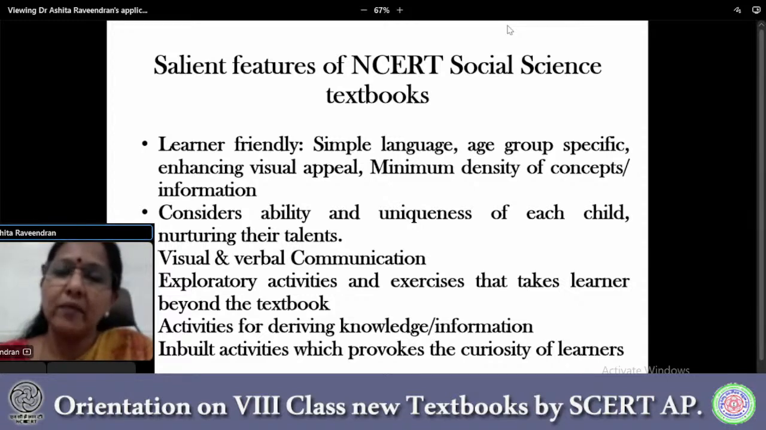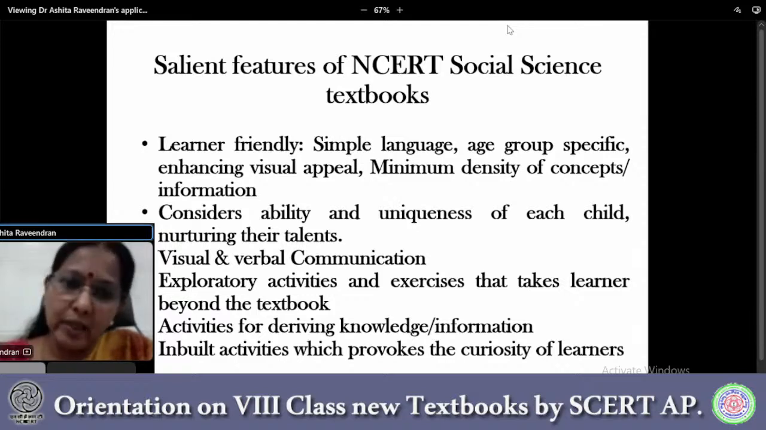Many pictures have been given in the textbook. There are many activities related to the pictures to understand how they can derive meaning from them. They have been given various paintings of various artists and asked what they will interpret from them. There are many sources of information given, through which the learner will be able to understand the historical facts or collect information. So likewise, it's a visually appealing book.